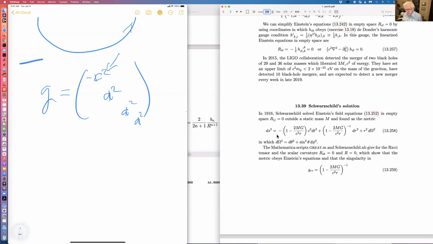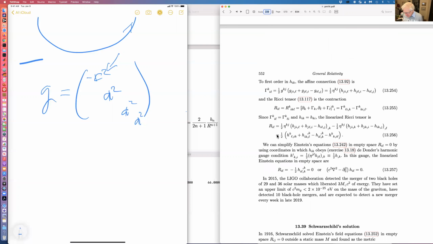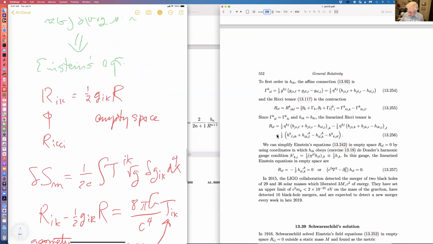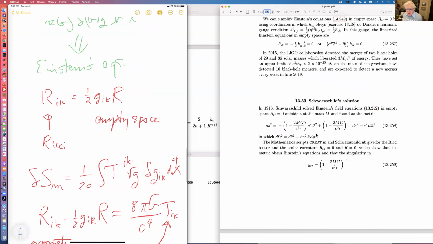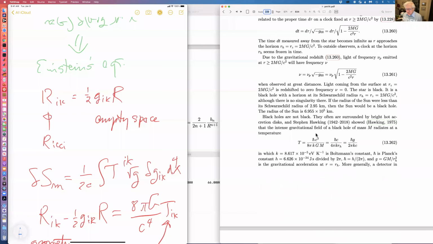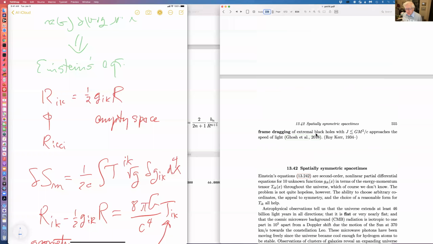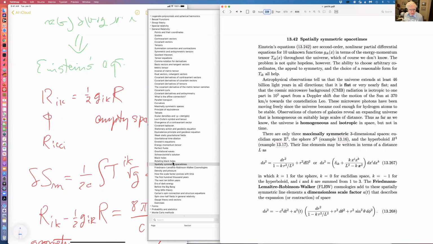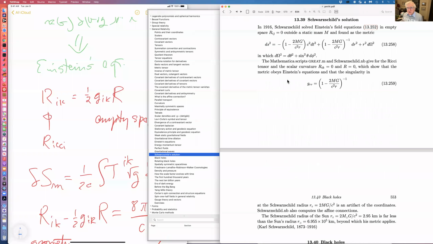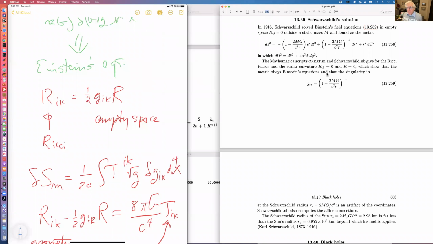So you can solve Einstein's equations. Once again, Einstein's equations in empty space are just these equations. And if you solve Einstein's equations in empty space, then one of the solutions, which was found by Schwarzschild, so let me try to get to the Schwarzschild thing directly. Yeah, so Schwarzschild found this solution.